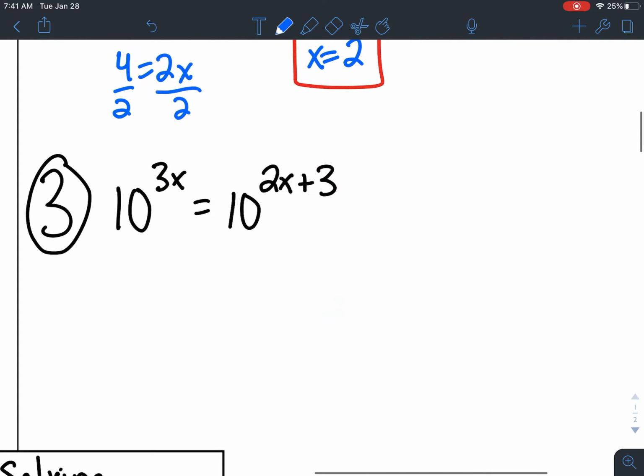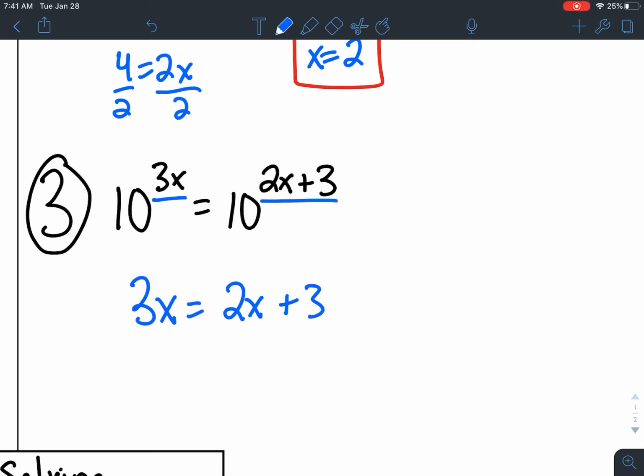With this last one in box 2, we've got 10 to the 3x power equals 10 to the 2x plus 3 power. So once again, I'm just going to start with setting those two exponents equal to each other. 3x equals 2x plus 3. It's a little more complicated because we have x on both sides of the equation, but we should still be able to handle this no problem. I'm going to subtract 2x on both sides. x equals 3.